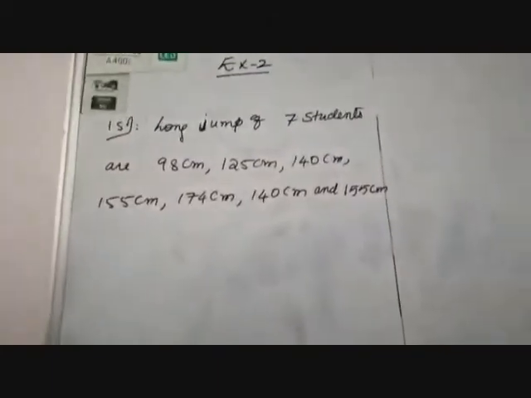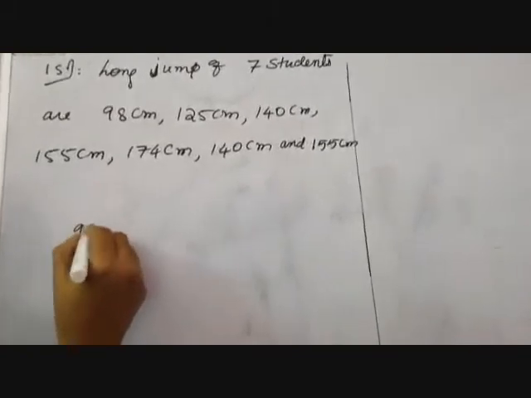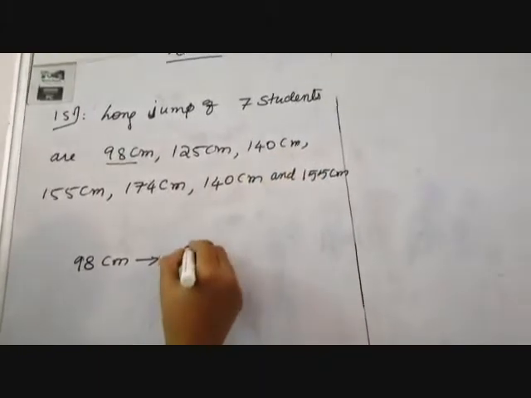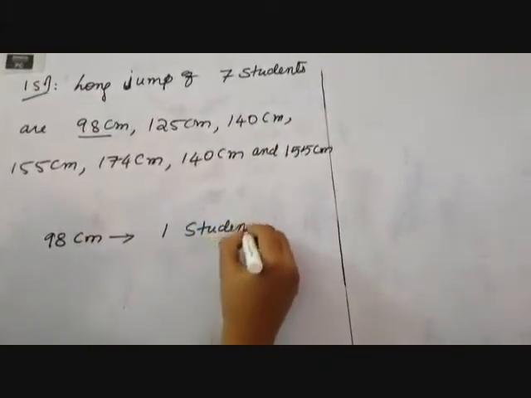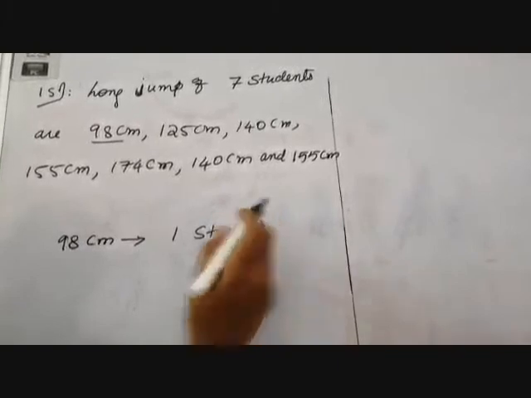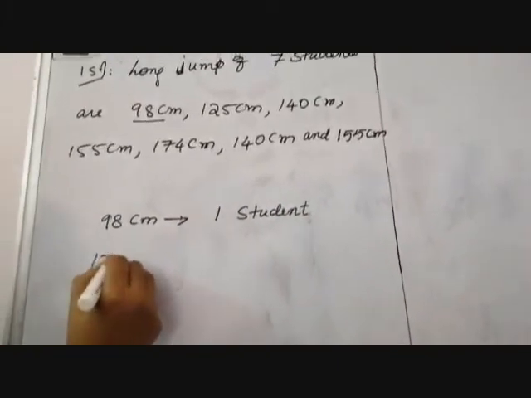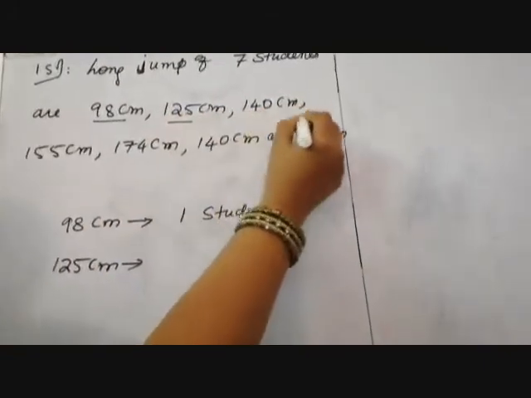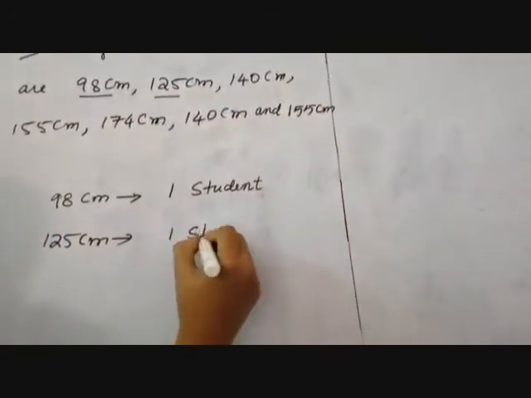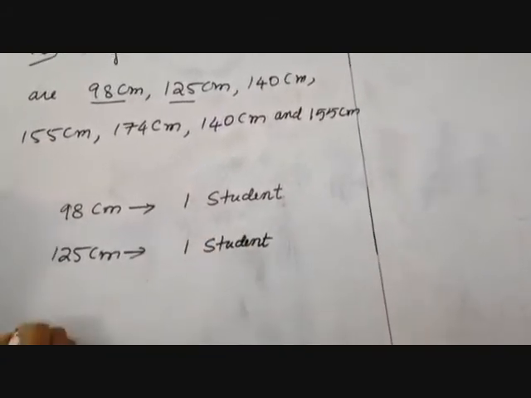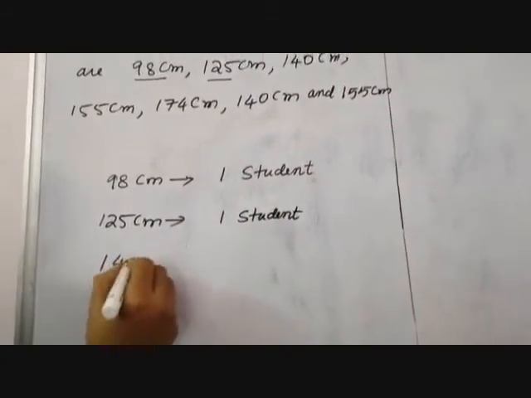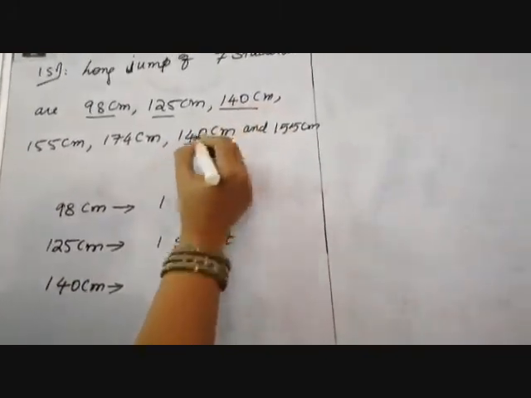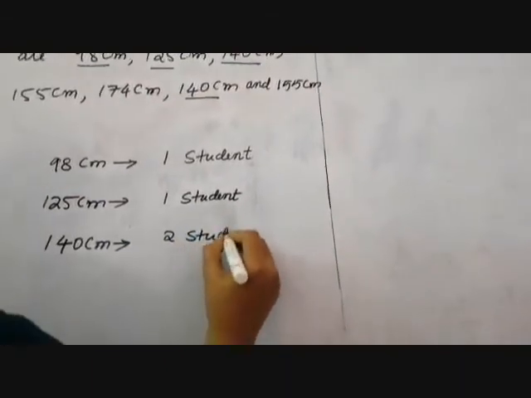So first student, 98. How many students jumped 98 cm, children? One time, only one student. Next is 125 cm. How many students jumped 125 cm? Only one time. So one student jumped 125 cm. Next is 140 cm. How many students jumped 140 cm? First, second. So two students.